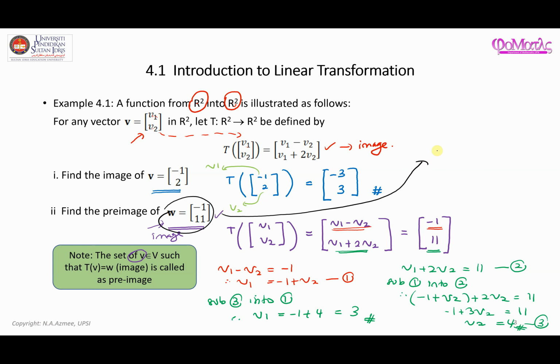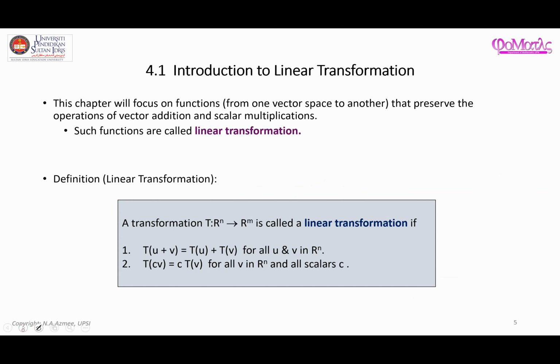So therefore, the pre-image of vector w here is equal to 3 and 4. Okay, so this is just a simple example to illustrate the idea of image, pre-image, and so on. Oh, actually I have a space here. Okay, never mind. All right, now what is this chapter all about?